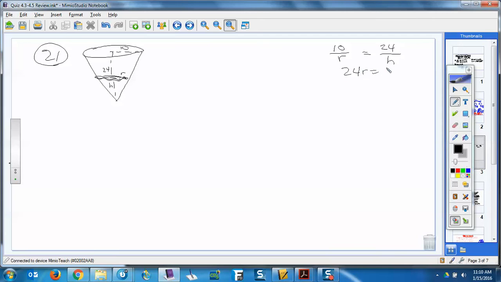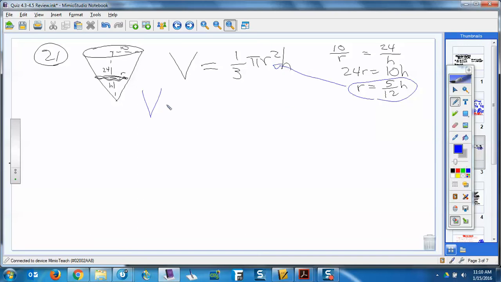So 24R equals 10H, and we've kind of decided the one we like to solve for usually is R, isn't it? R is usually the one we like to solve for because that's the one we want to get out of there, right? So what's the volume of a cone? 1/3 pi r squared H. But now what can we do with that? We can take that and plug it in for that R. So we get 1/3 pi 5/12 H all squared times H.